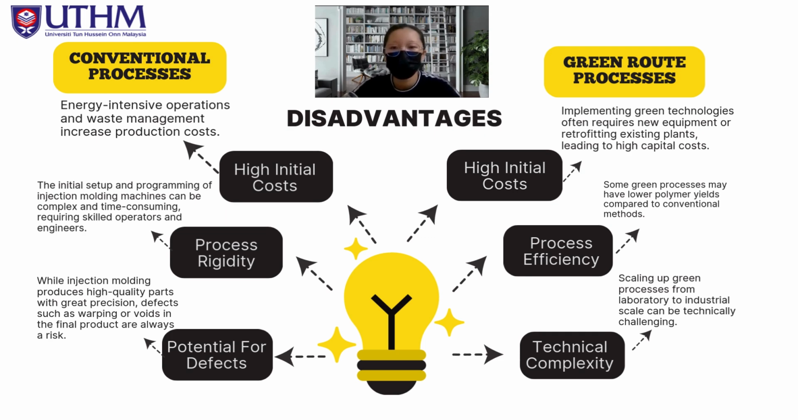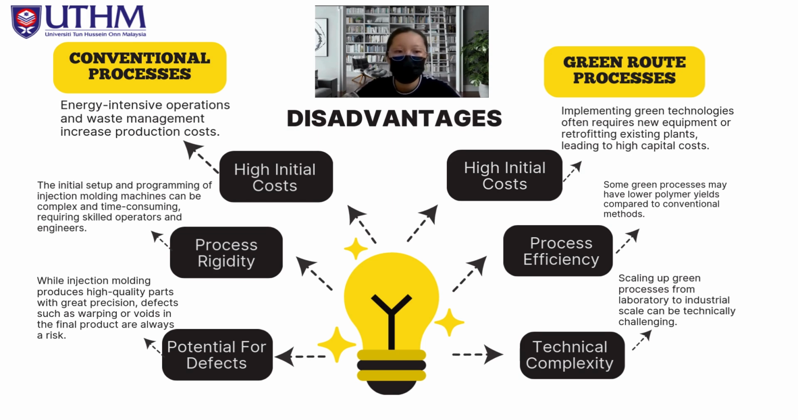This is because conventional methods may lack the flexibility to produce diverse polymers with tailored properties, limiting the innovation. The last disadvantage for conventional processes is potential for defects. While injection molding produces high quality parts with great precision, defects such as warping and voids in the final product are always a risk.